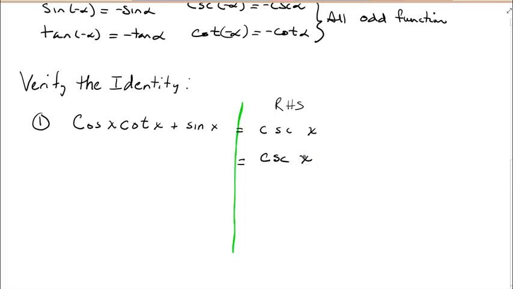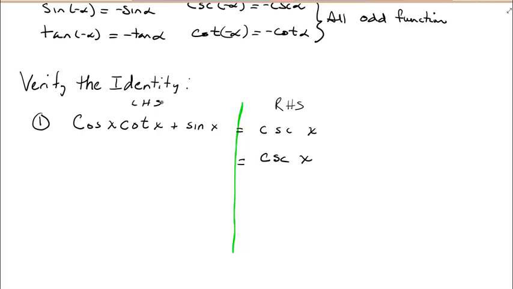And you will find along the way, sometimes it is useful to manipulate both sides individually until they equal each other. Sometimes it's useful just to manipulate one to look like the other. In this case, we're going to manipulate our left-hand side to look like our right-hand side.